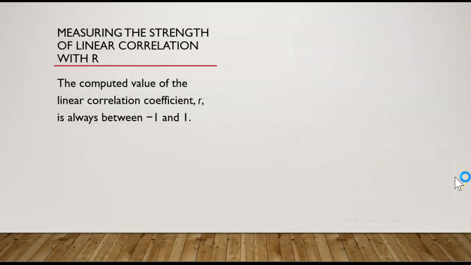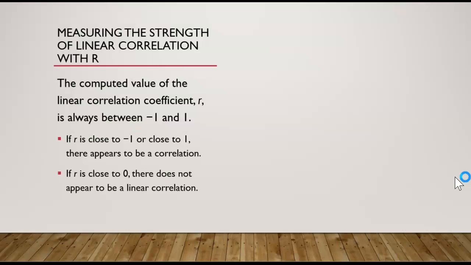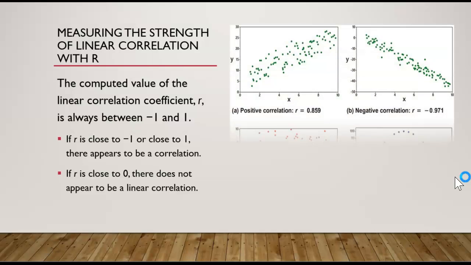The linear correlation coefficient R has values between -1 and 1. If R is close to -1 or close to 1, there appears to be a correlation. If R is close to -1, then there will be negative correlation. If R is close to +1, there will be positive correlation. If R is close to 0, there does not appear to be a linear correlation.